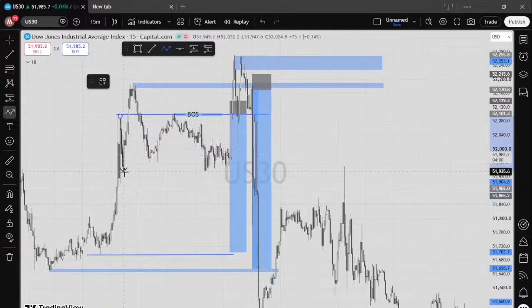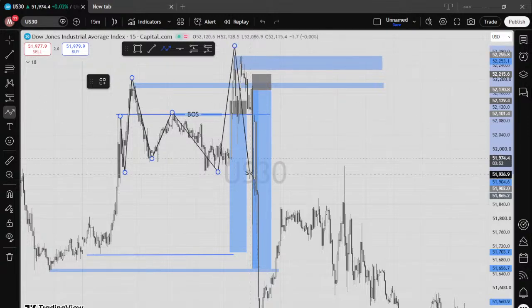I was waiting for the market to play this exactly, go back into the zone. Now, I wanted a breakout of this same zone. This is not a confirmed breakout. This is not a confirmed breakout. It's here as a confirmed breakout.